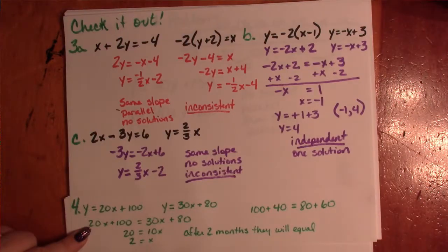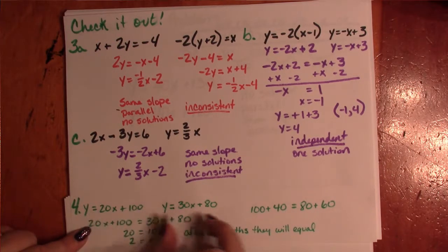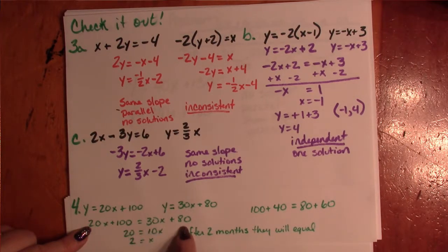So number 4, Matt starts with $100 in his checking account and he deposits $20 per month. And Ben starts with $80 and he deposits $30 per month. When will they be equal, or will they ever? Well, they're increasing at different rates, so it's possible. They are not parallel lines. So we're going to take this part and set them equal to each other.